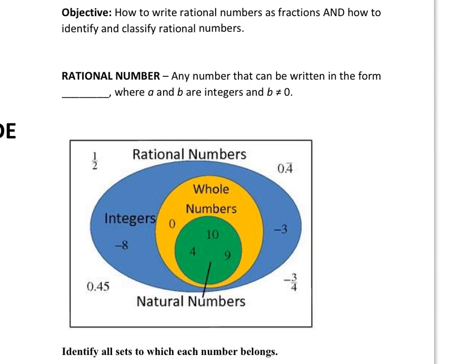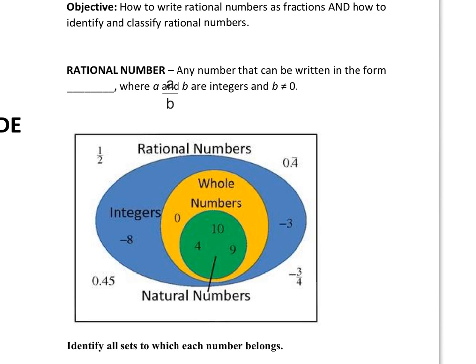A rational number is any number that can be written in the form of A over B, where both A and B are integers and B cannot equal 0. Now, what we mean by integers is that A could be a positive or a negative number, and B could be a positive or a negative number. But B cannot ever be 0, because any number that divides into 0 is undefined. We cannot evaluate that. A can be 0, so that would be fine, but B has to follow that rule.